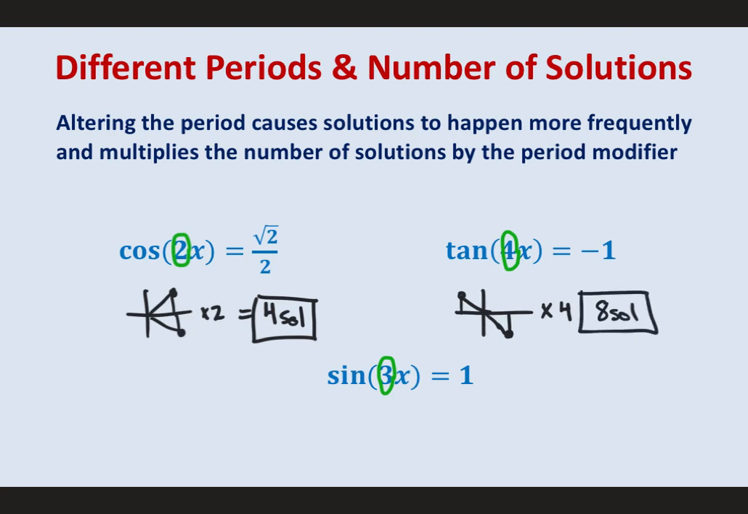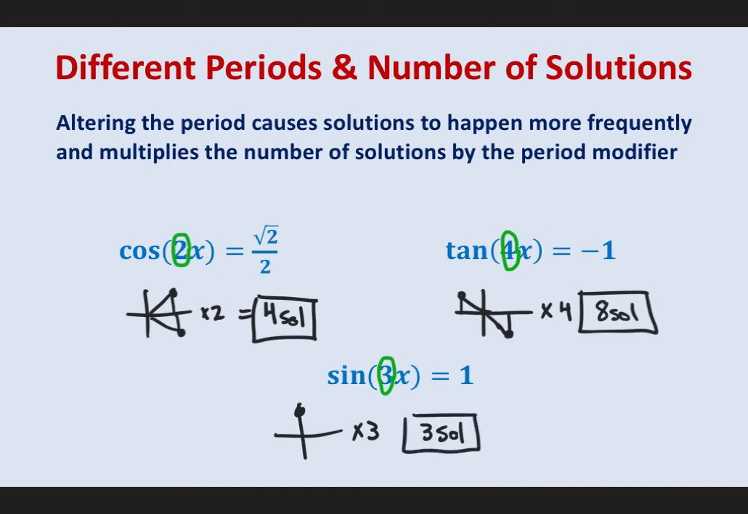All right, and then this last one, sine of 3x equals 1. Well, sine only equals 1 in one spot. That's a good thing to remember. Sine only equals 1 in one spot times the period modifier of 3. So this one would be 3 solutions.